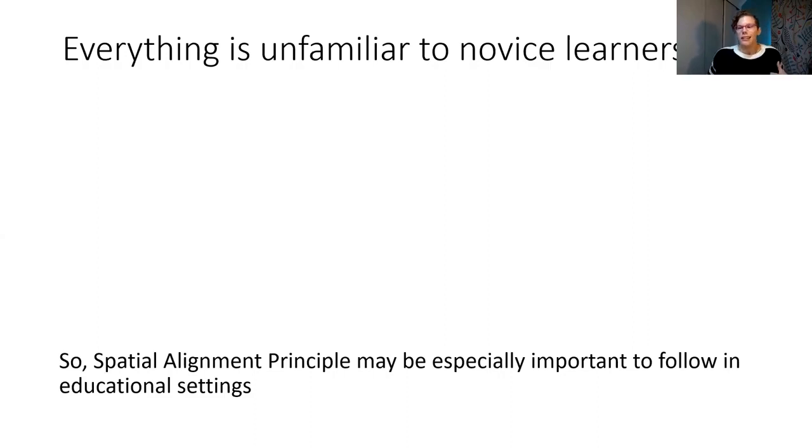And this is, I think, a really important finding in terms of how this applies to education, because really everything is unfamiliar to novice learners, right? In an educational context, that's exactly where students are being exposed to new ideas, new representations, new content all the time. So spatial alignment might be a really important factor to consider in those settings, where they're encountering unfamiliar things and could really use that support from direct placement to facilitate the comparison and help them make sense of these unfamiliar and new figures.